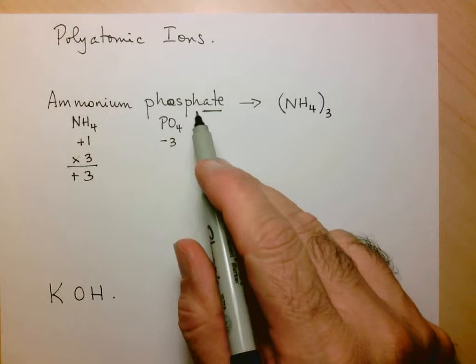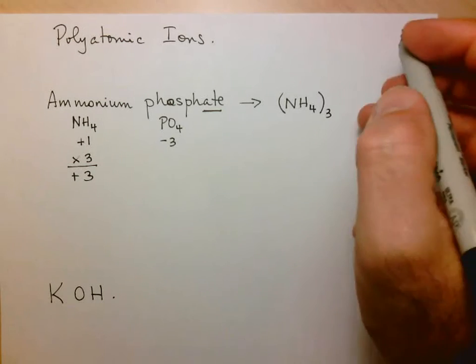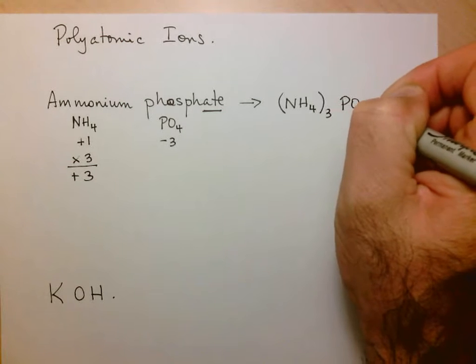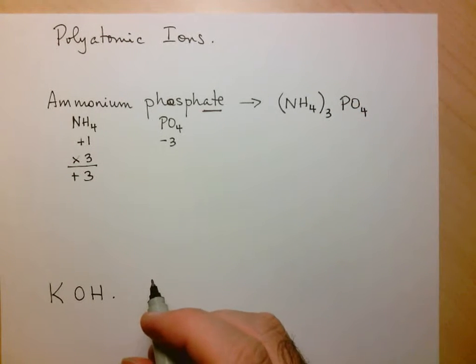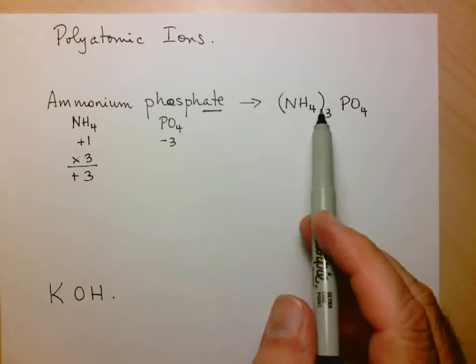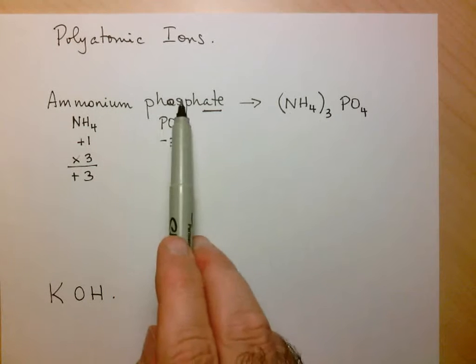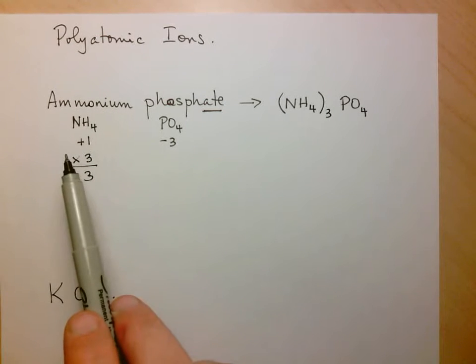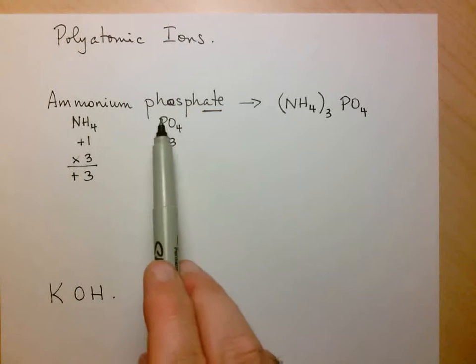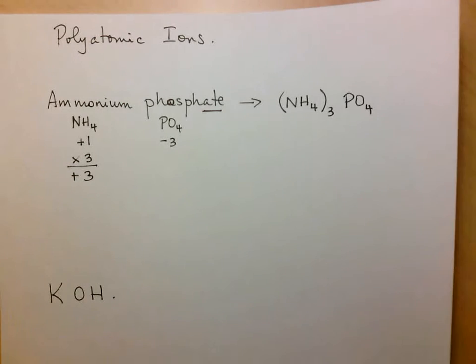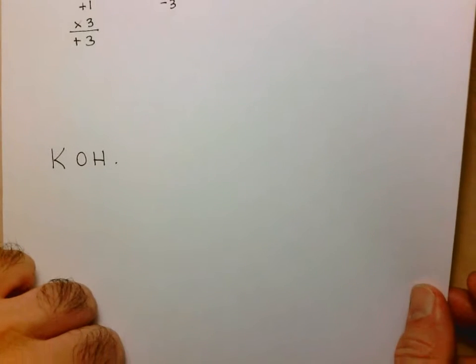And we only need 1 phosphate. When we need only 1 of these polyatomic ions, it's not necessary to put it in brackets. You only need the brackets when you need more than 1 of these. So just to recap, recognize that these are polyatomic ions, get their formulas and their charges, and balance the way we've balanced all the others.